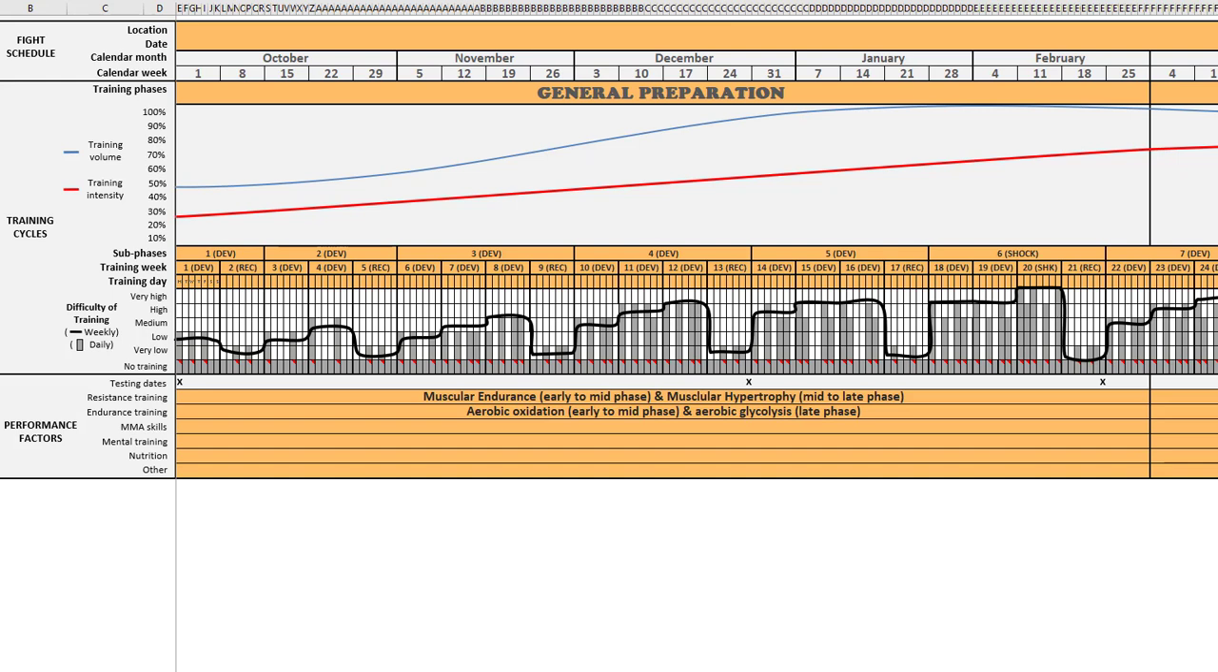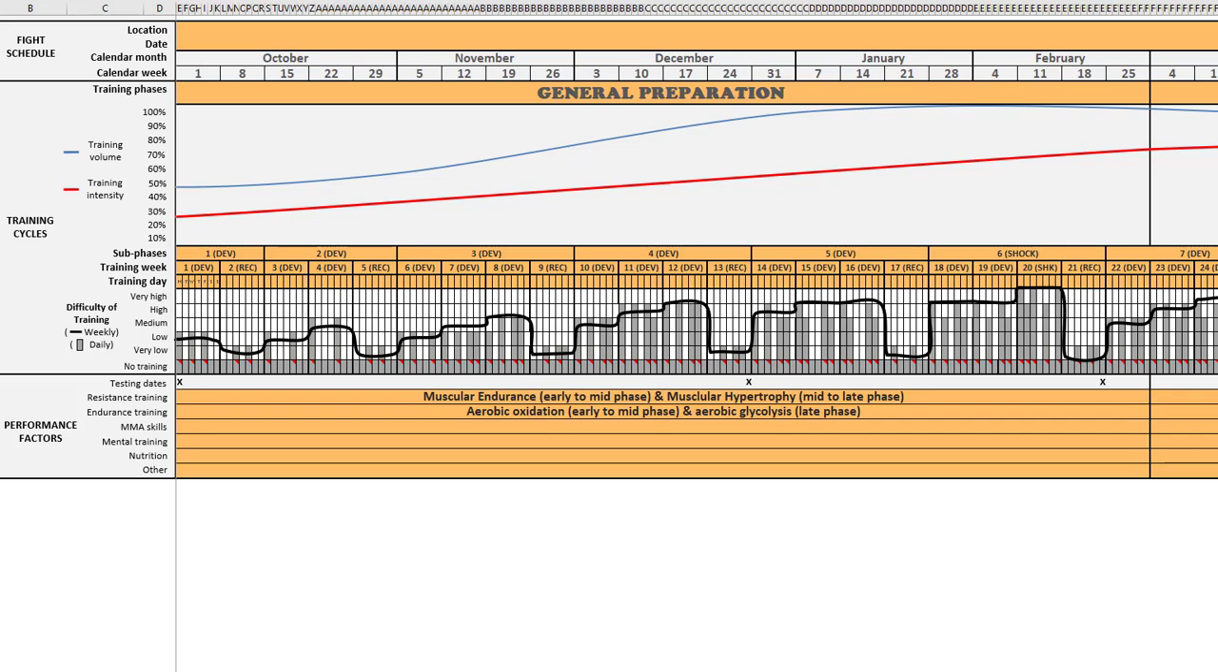Okay, so after you've set your testing dates, you should write in your resistance and your endurance training goals across your fight plan. So let's go ahead and I'll show you what I've done here and you can follow along. So first off, you want to start with the general preparatory phase, which is what we're looking at here. And so for resistance training, you should be focusing on muscular endurance in the early to mid phase, and you'll transition to muscular hypertrophy from the mid to the late phase. And for endurance training, you'll focus on aerobic oxidation in the early to mid phase and transition that to aerobic glycolysis in the late phase.